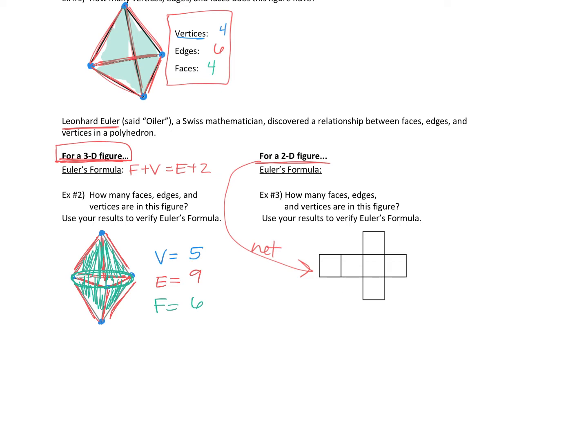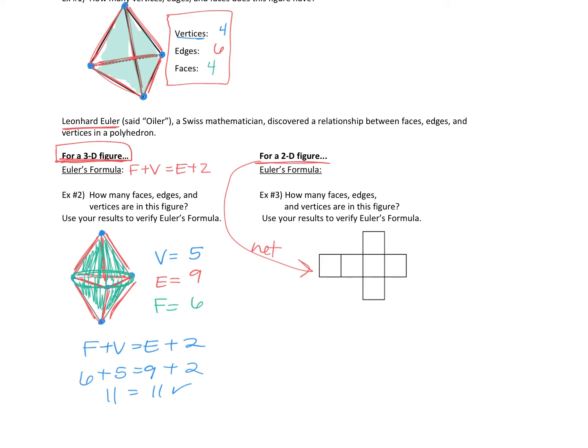Okay. So if we use Euler's formula, it says faces plus vertices equals edges plus 2. So faces was 6, vertices was 5, edges was 9, plus 2. Well, 11 equals 11, okay? So that checks out, and that's what we're looking to do, make sure it checks out.